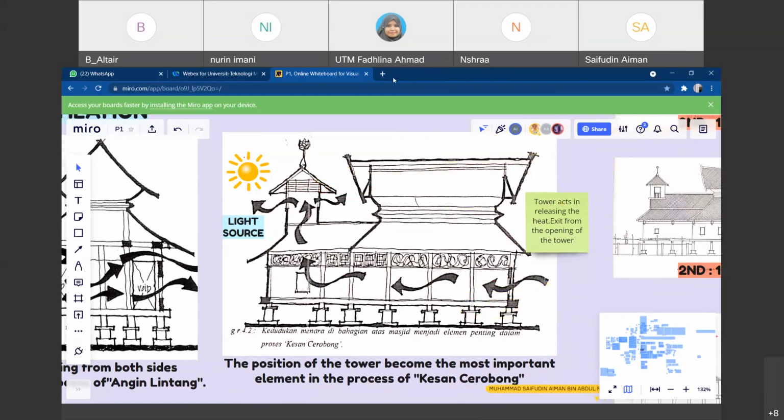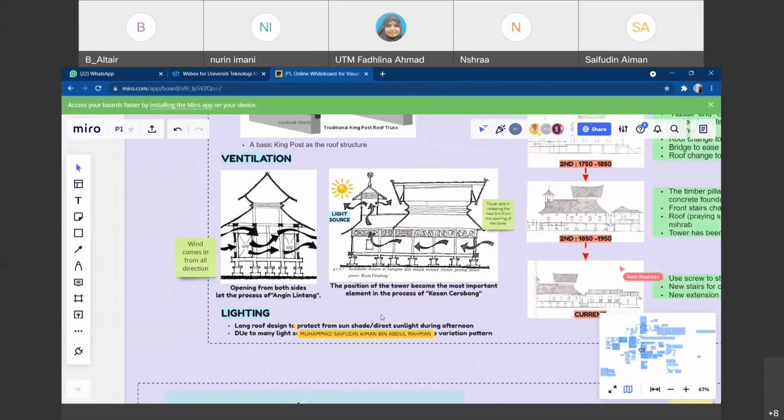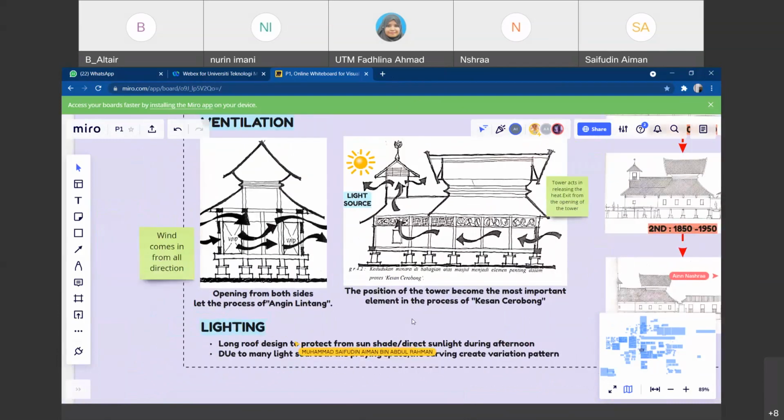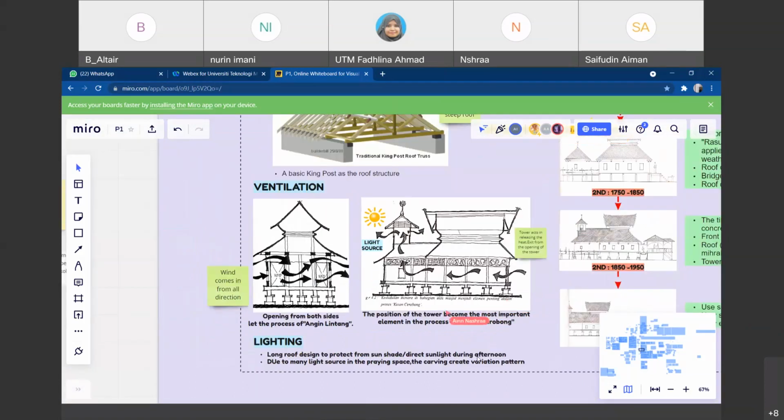Okay, then we move to the lighting. For the lighting in this mosque, we use a long roof design to protect from sunshade or direct sunlight during the afternoon. Okay, refer to here.